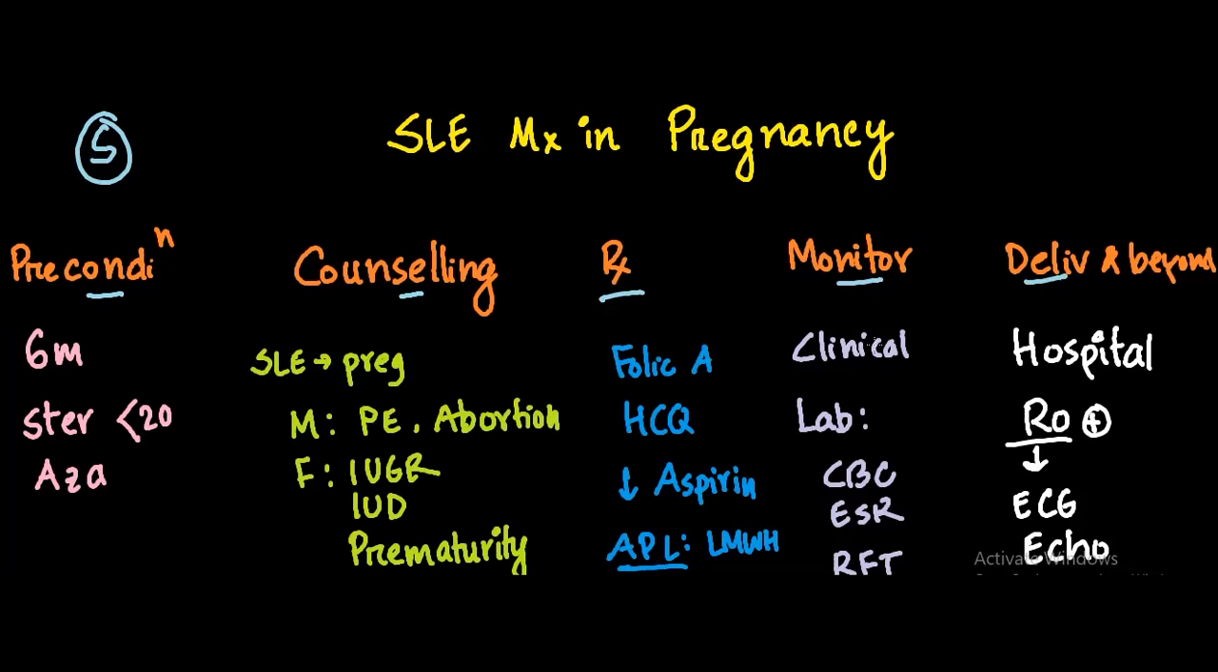So the patient should have remission of the SLE disease for at least 6 months. And the remission should be done with a steroid dose less than 20 milligrams with or without azathioprine. That is the precondition. Remission for 6 months with a steroid dose less than 20 milligrams.